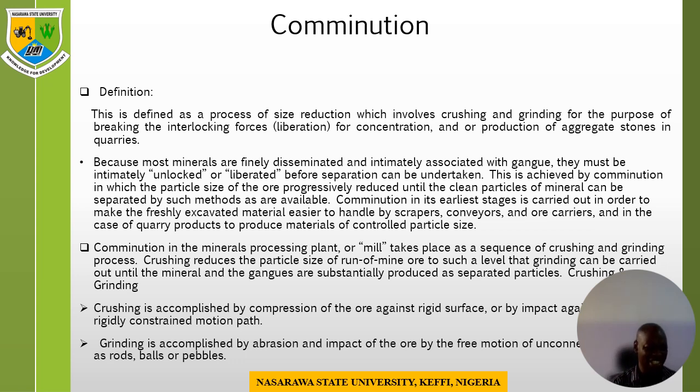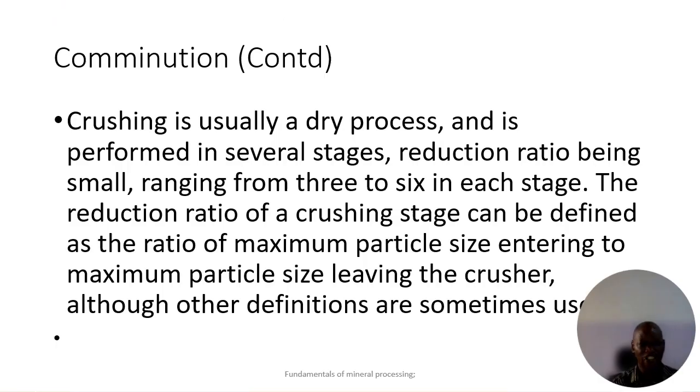Comminution is the early stage that is carried out in mineral processing in order to handle freshly extracted material. Sometimes they bring it from conveyors. And in the case of quarry, to produce controlled aggregate. Comminution in a mineral processing mill takes a sequence of crushing and grinding. Crushing reduces the particle size of the ROM to such a level that grinding can be carried out until the mineral and the gangue are substantially separated. Crushing is accomplished by compression of the ore deposit, reduced surface and impact, while grinding is accomplished by abrasion and impact of the ore deposit, as we will see shortly.